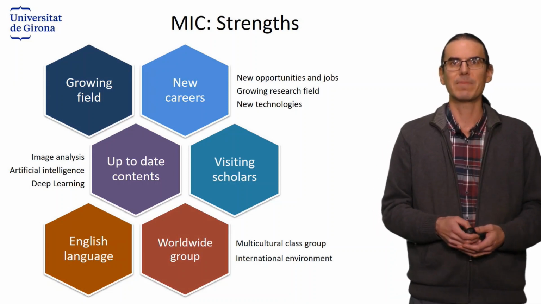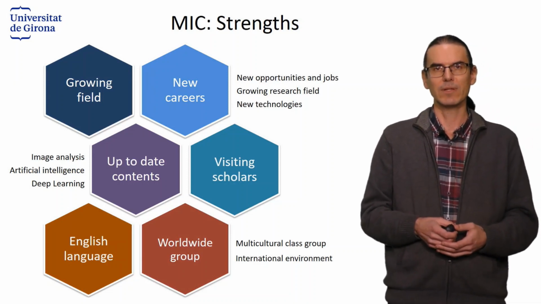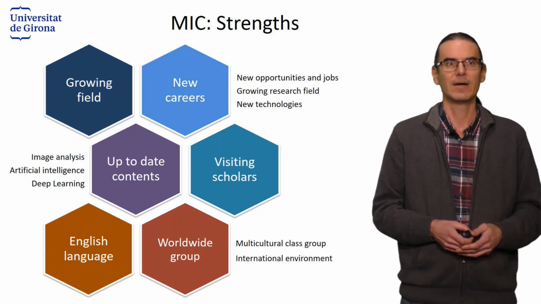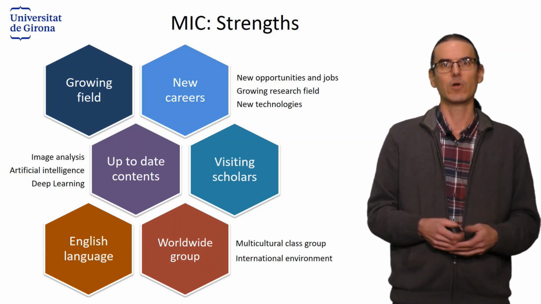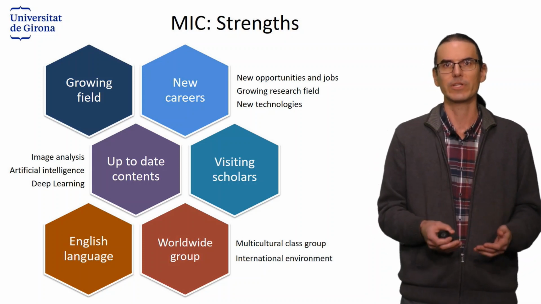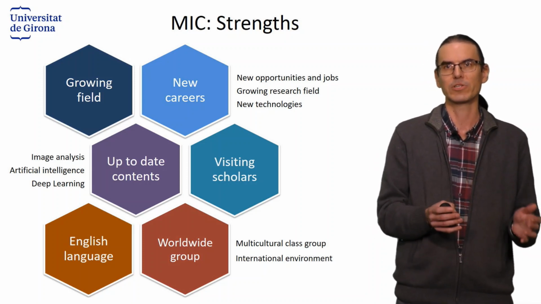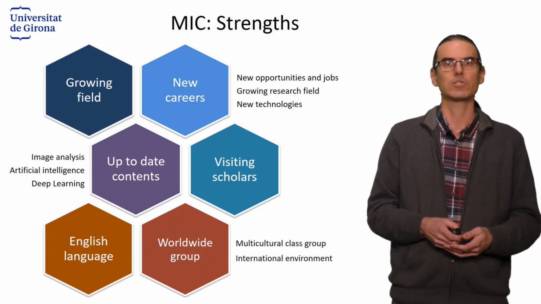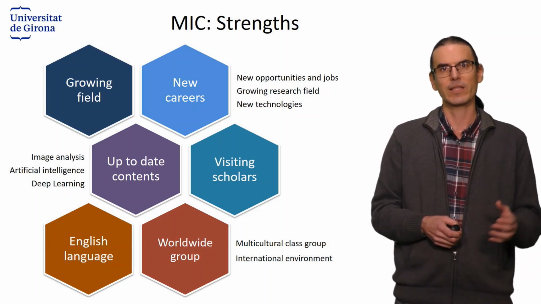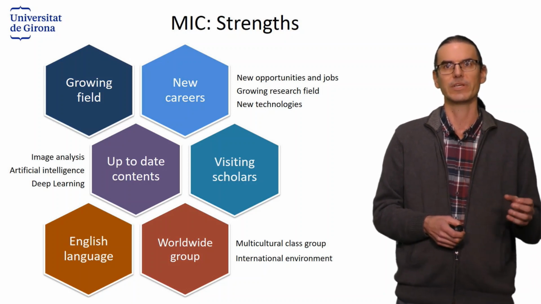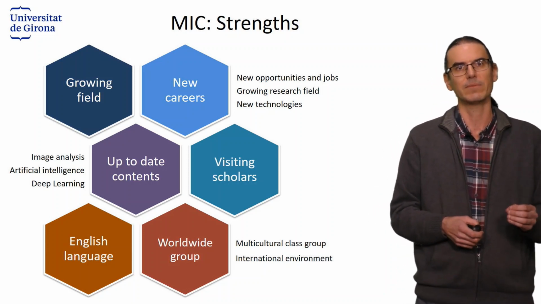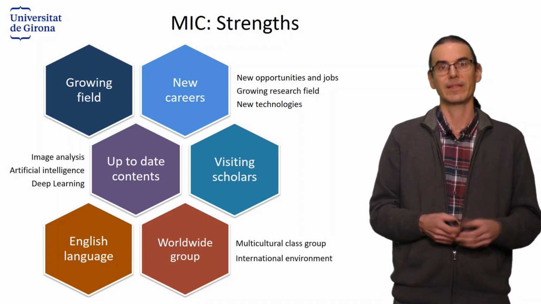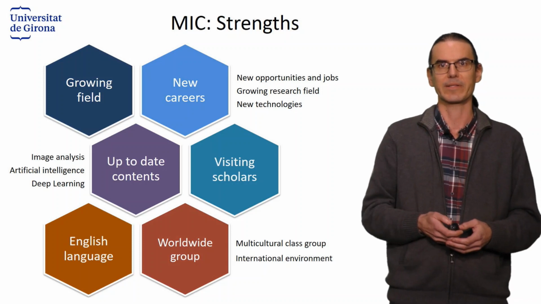Let's talk a little bit about the strength of this master proposal. This is actually summarized in this picture that you have. You can see that this is a very growing field. There are a lot of new opportunities, either applying these technologies to the research or to the companies. We offer also, with this master proposal, the opportunity to have up-to-date contents. So that means you are going to see state-of-the-art strategies and algorithms, both in the field of image analysis and also artificial intelligence and the application of newer deep learning techniques.